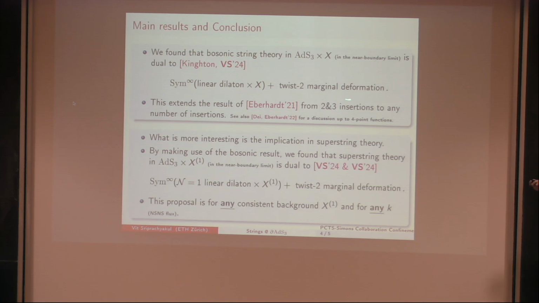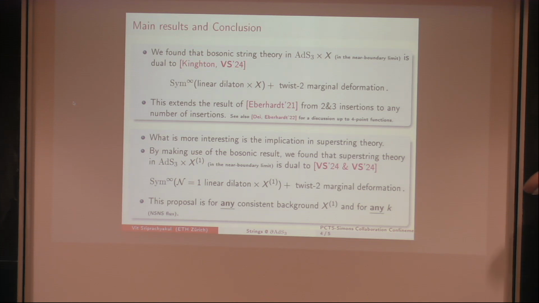Now, I want to mention that we were not the first to come up with this duality. It was already proposed by Eberhardt in 2021, but in that paper he only considered 2 and 3 point amplitudes on the worldsheet. So in a sense, our near boundary limit work extends the range of validity of this bosonic duality to any number of insertions.